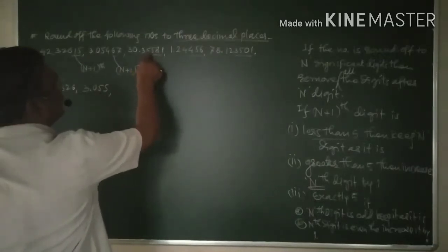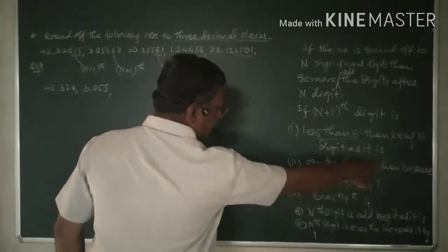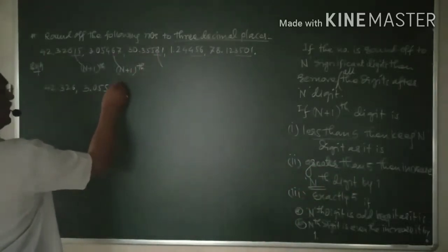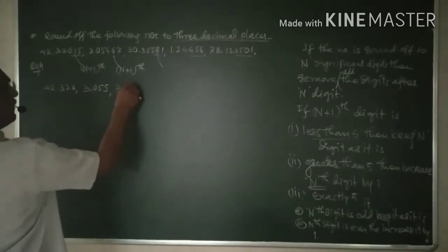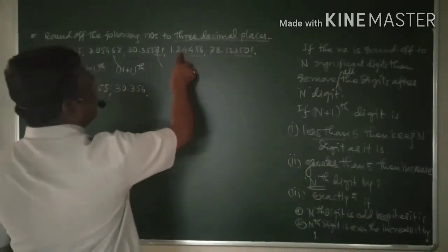Similarly, here 1, 2, 3, and this is the 8, which is greater than 5. Again, increase this by 1. Therefore, 30.356. Let us come here, 1, 2, 3.